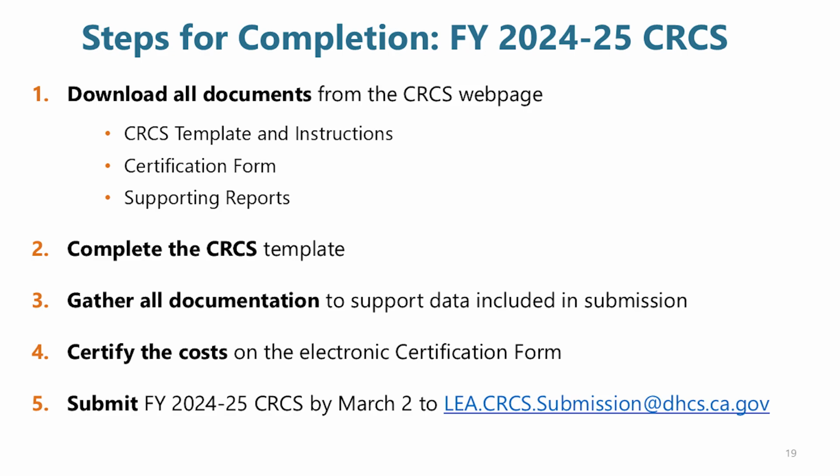By March 2nd, your LEA will submit all 4 components in one email to the lea.crcs.submission@dhcs.california.gov mailbox. You will receive a confirmation receipt when your package has been accepted by DHCS. If you need an extension, you will also email this mailbox and include the reason for the extension request and the amount of time you feel is necessary to complete the submission. The HCS will need to approve extension requests, so make sure that you do this as far in advance of the due date as possible.